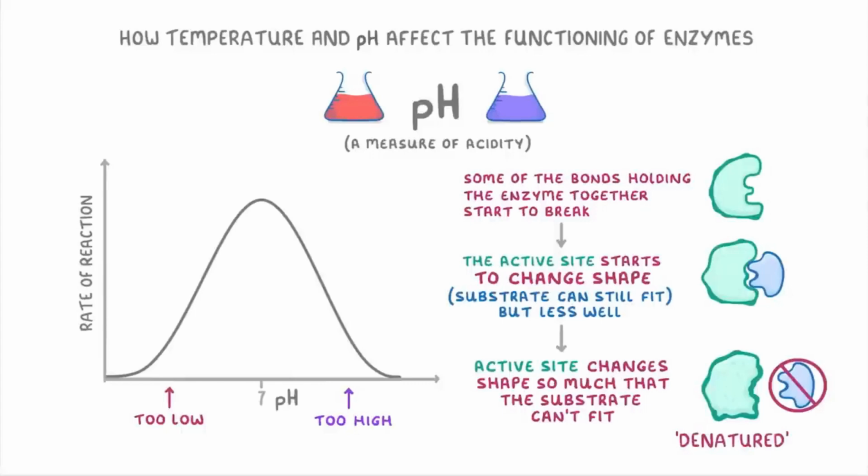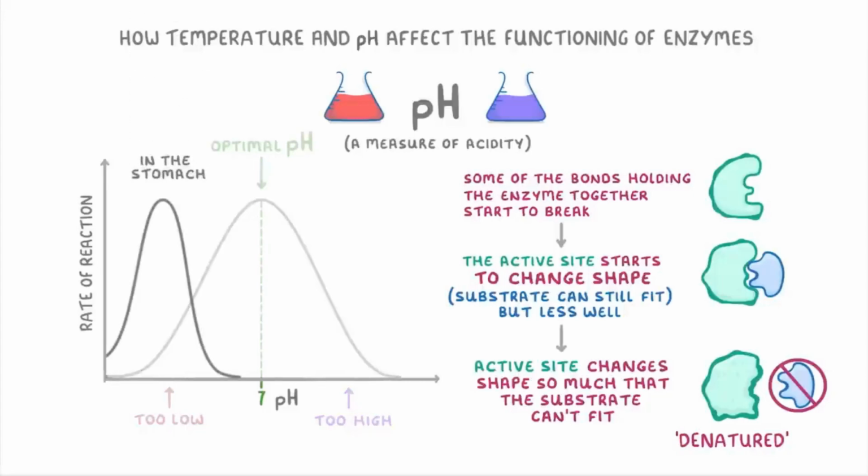The pH at which the enzyme works best is called its optimal pH, and it depends on where the enzyme normally works. For example, most enzymes in our body work best at neutral pHs of around 7, like in this graph. But the ones that work in the stomach, for example, have an optimal pH of around 2, because they need to be able to function in the stomach's acidic environment.